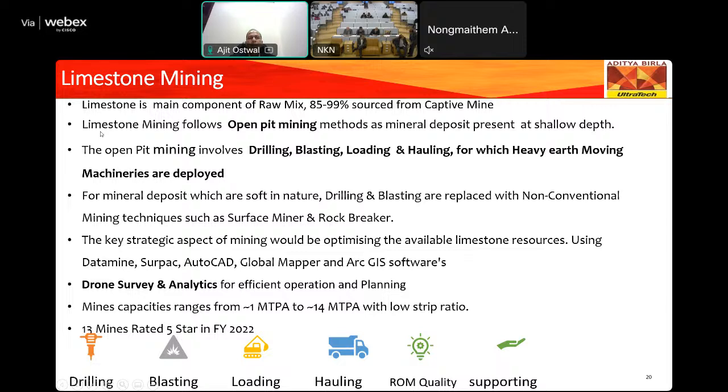All limestone mining follows the open pit mining, as most of the mineral or limestone is available at shallow depth. I mean, maybe up to 100-meter depth we are operating. The open pit mining involves the drilling, blasting, loading, hauling, for which heavy earth moving equipments are deployed. For mineral deposits which are soft in nature, drilling and blasting is replaced with the non-conventional mining. Like in Gujarat coastal area, 3 units we are deploying the surface miner, where it is using only cutting technology, and in some of the constraint area we also use rock breaker. For mine planning, the key strategic aspect of mining would be optimizing the available limestone.